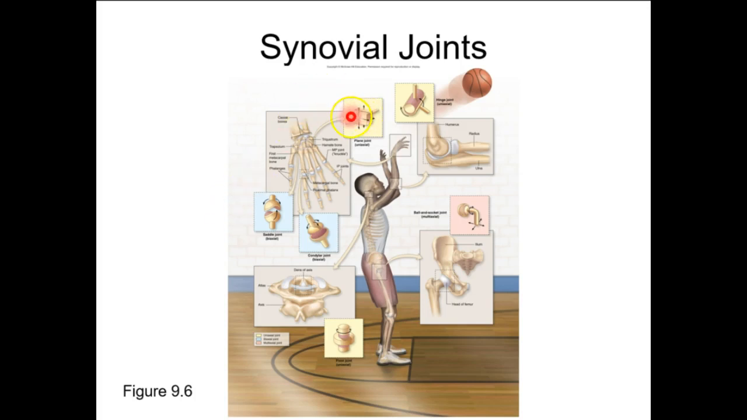You have gliding or planar. I use those two terms synonymously. Your textbook uses plane joint, means a flat surface against a flat surface, and those can go against two axes at least, right? This can go this way or this can go this way.